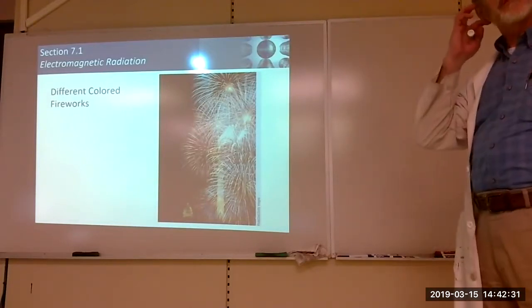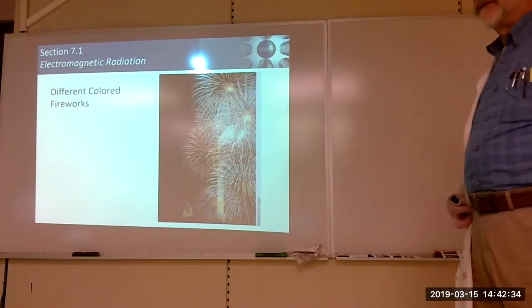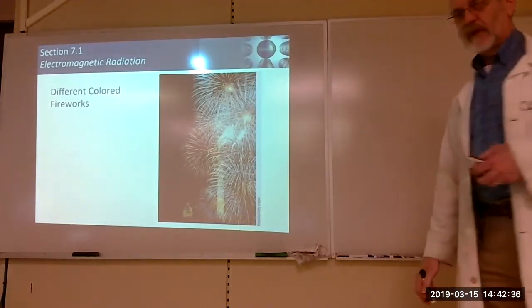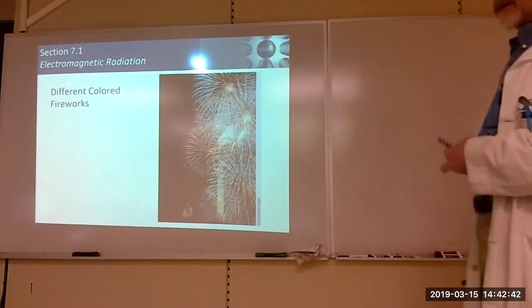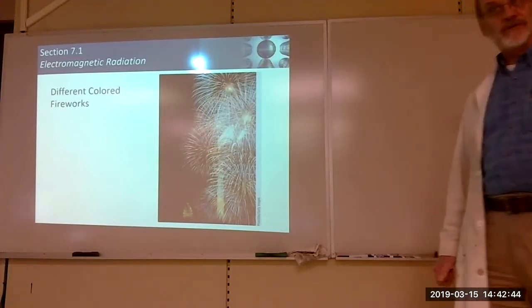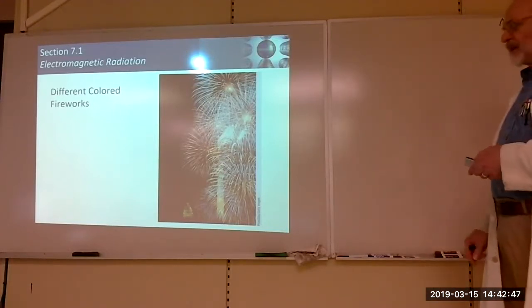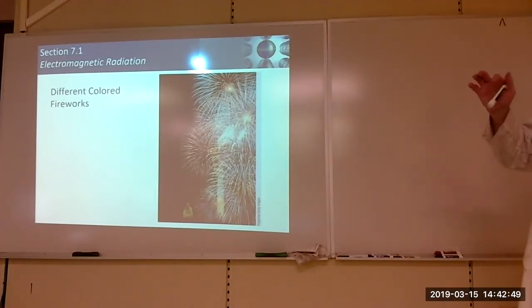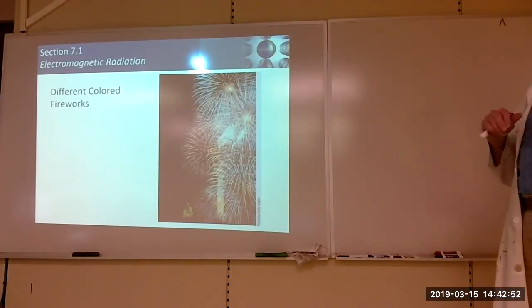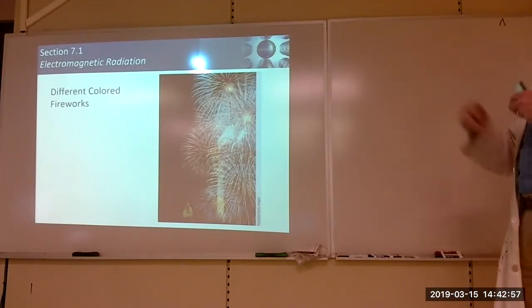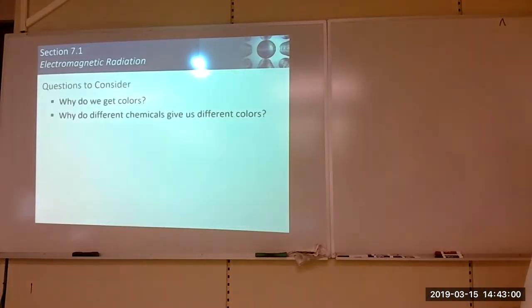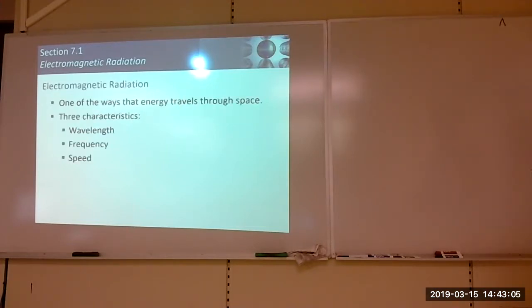We're going to start off with a discussion of electromagnetic radiation, or light. Everybody's noticed that fireworks have different colors. Actually, some of the colors are easy to produce, and some of them are very difficult to produce. But each of the colors that you see in fireworks is due to transitions of electrons in the various metals that are incorporated into the fireworks. We're going to see how that works in a minute. Characteristics of electromagnetic radiation.